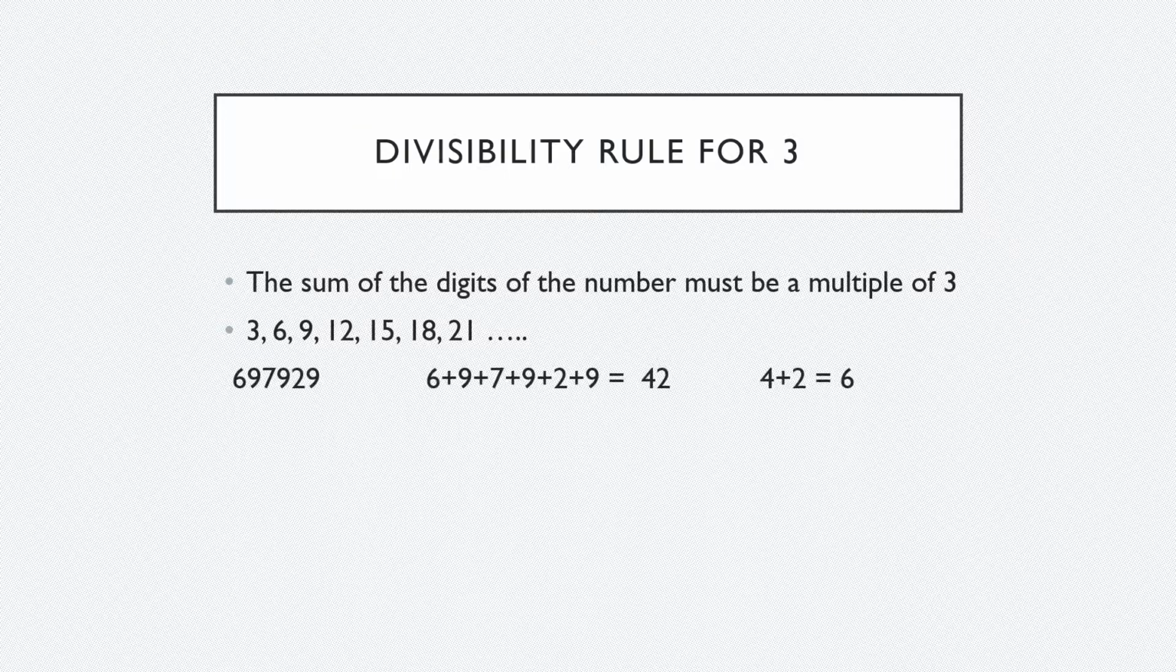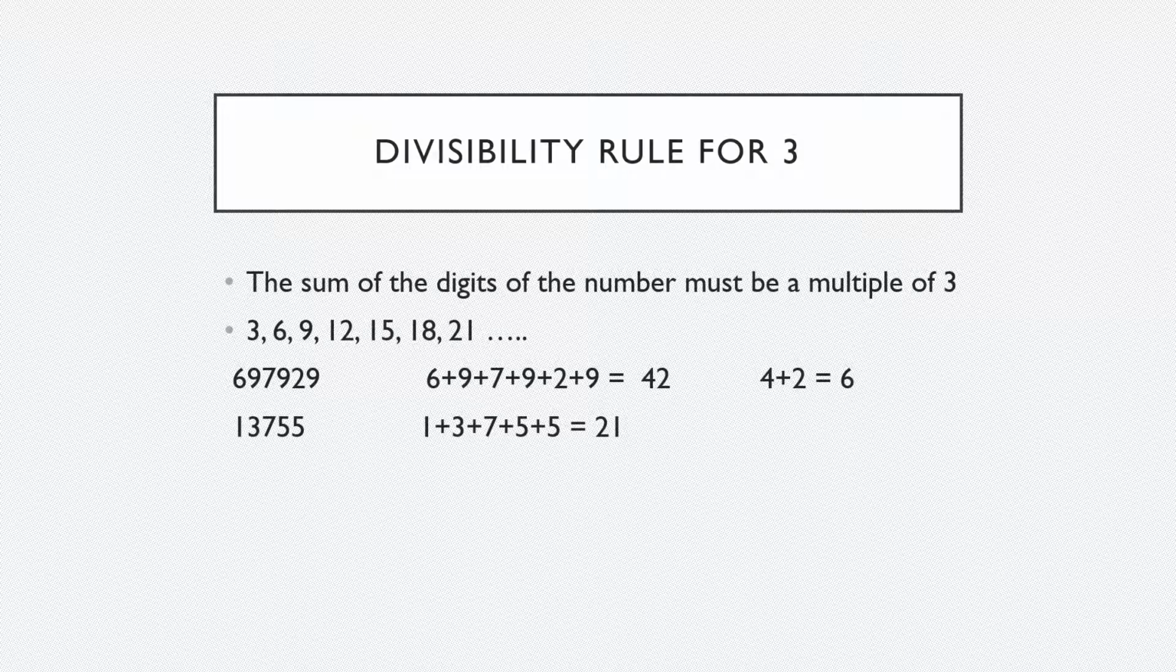The first example, 697929. So you perform the sum of the digits and you have 6 plus 9 plus 7 plus 9 plus 2 plus 9, and that gives us 42. If it's not obvious 42 is divisible by 3, you can repeat the process. So 4 plus 2, and that gives us a 6. And now we can conclude safely that 697929 is divisible by 3.